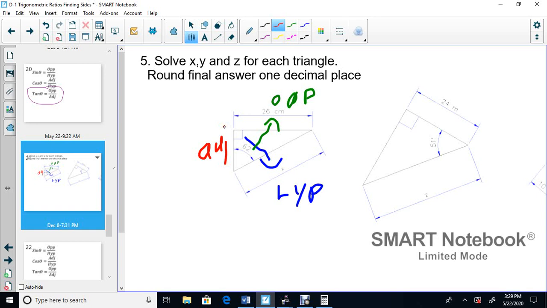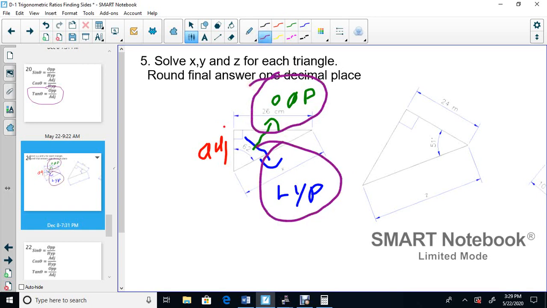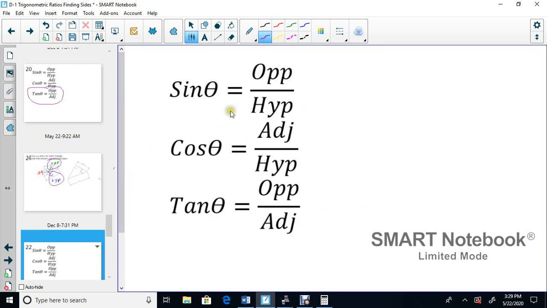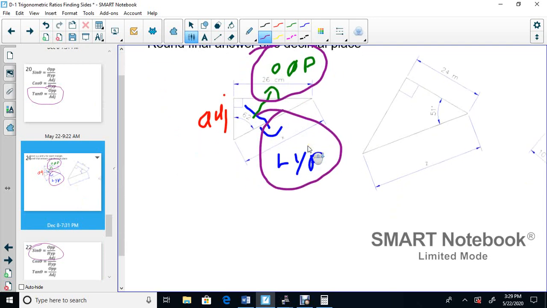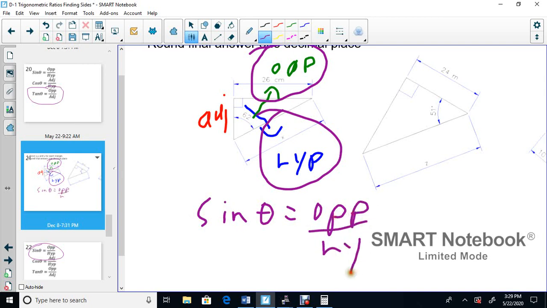Now we're going to circle the ones we're going to use again. We're going to use the opposite and the hypotenuse. We go to our three trig ratios. We're going to think opposite, hypotenuse. Well, the very first one, look at that, sine. We write sine of theta. Sine of theta is opposite over hypotenuse.